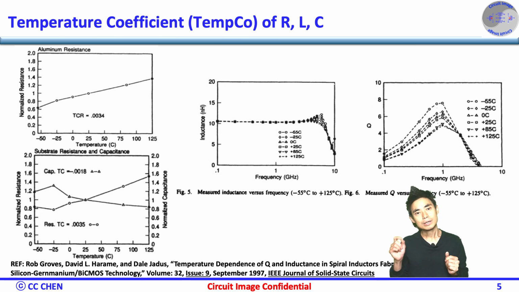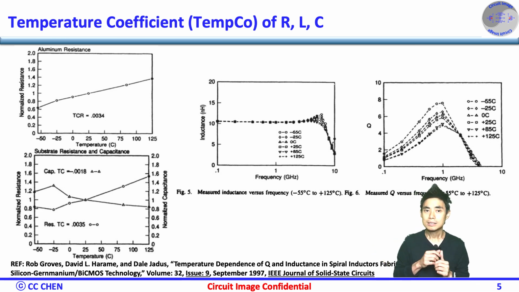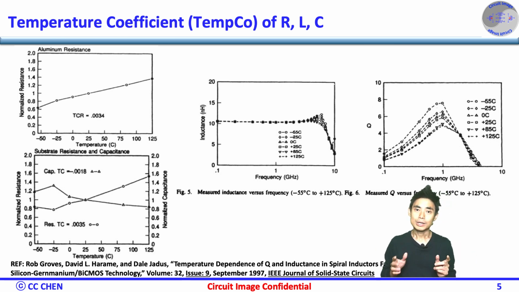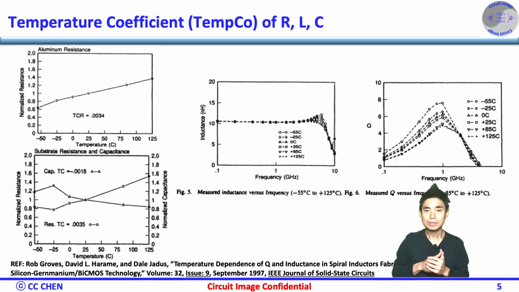For example, the resistance would have the temperature coefficient. Some processes have a big variation from minus 40 degrees C to 125 degrees C, but some process nodes would have a smaller temperature coefficient, tempco, from minus 40 C to 125 degrees C. Similarly, the quality factor of the inductor or the capacitor would have tempco.